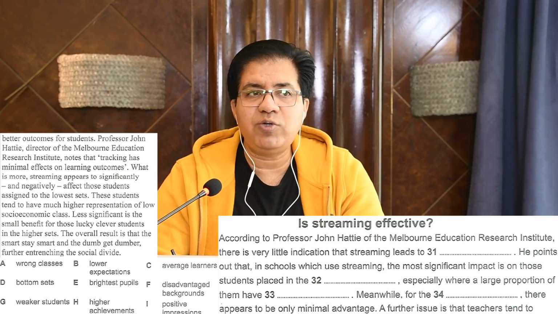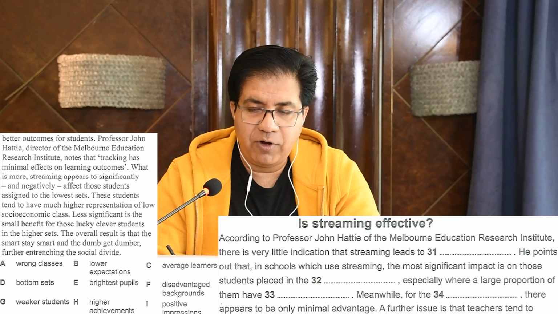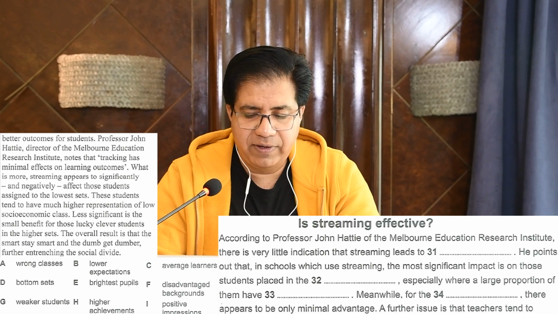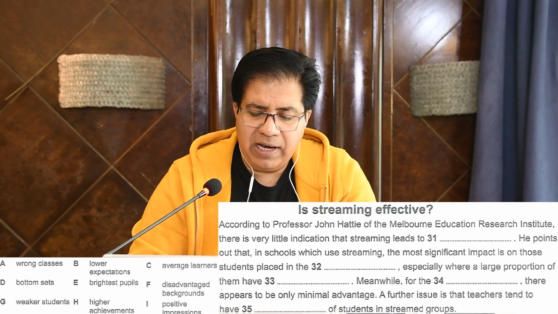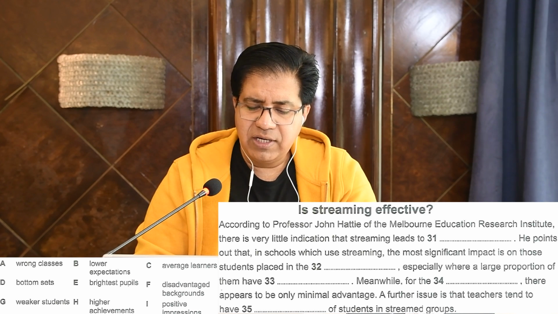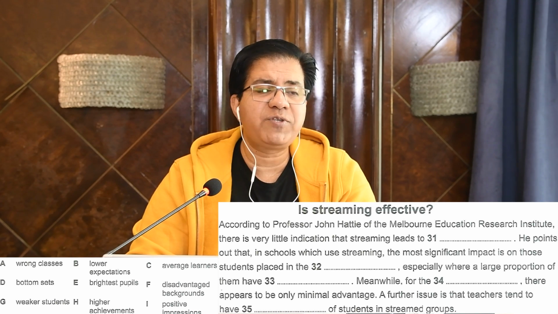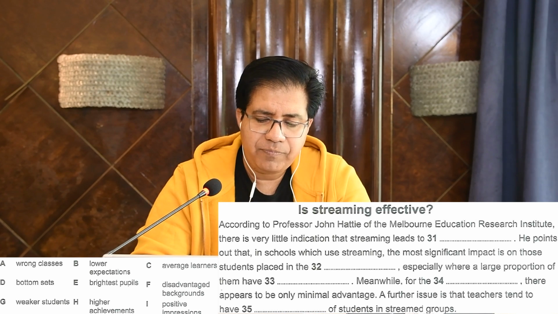For students, they use the word pupils. Pupil is the synonym of students. And for brightest, lucky and clever. Okay. There appears to be only minimal advantage. A further issue is that teachers tend to have dash of students. Teachers have something related to students.